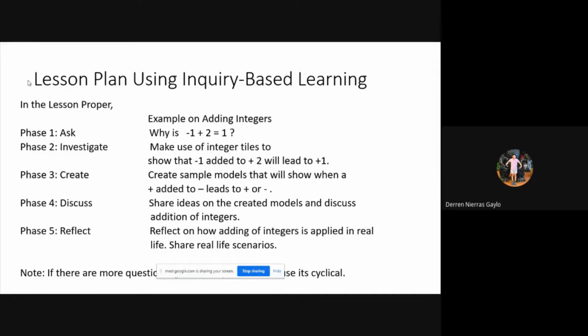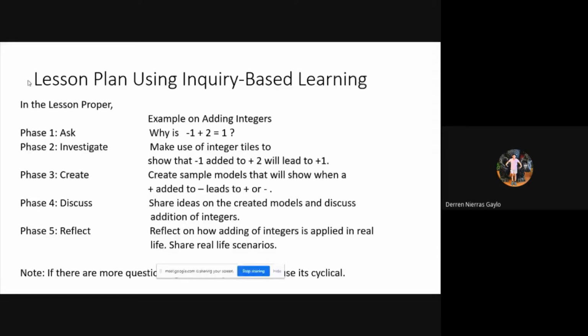And then phase 5, reflect. Allow the learners to reflect on how to add integers, especially when it is applied in real life. You can ask them to share real life scenario. Like if they have 2 pesos on hand and they owe somebody 1 peso, so you can place the money that you have in hand as positive. So you have a positive 2, and the money that you owe someone is negative 1. So if you pay it, you still have a positive 1.